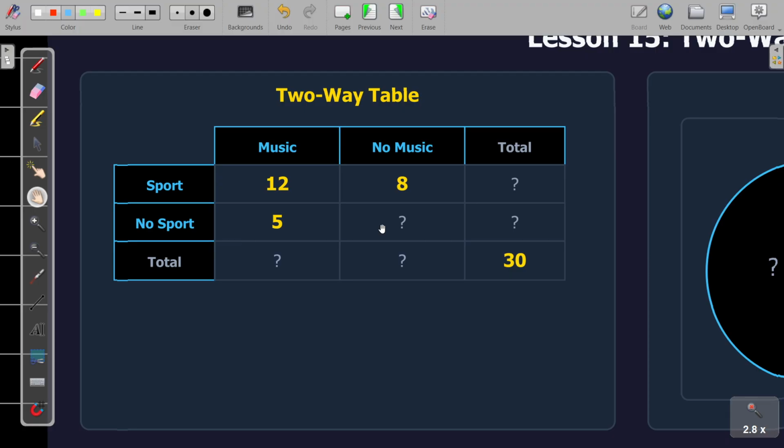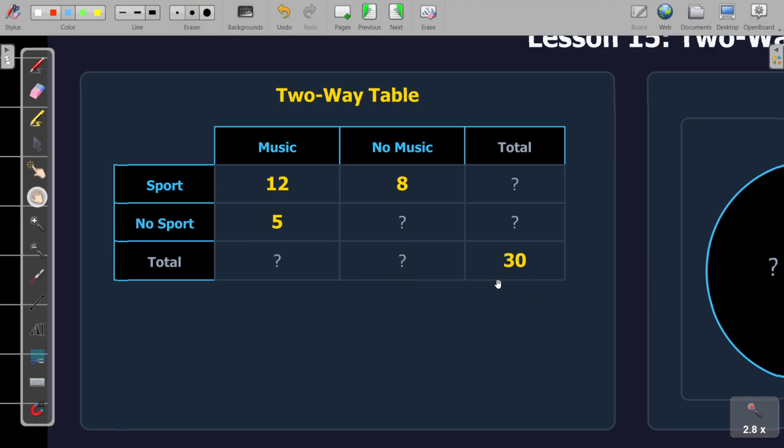And so we're given some data. 12 students play both, which means they play sport and they play an instrument. 5 play music but no sport. 8 do play sport but no music, so they don't play an instrument. And there are 30 students in the class in total. Now our job is to fill in the missing boxes.